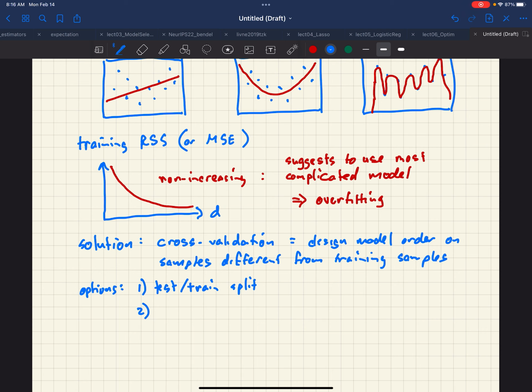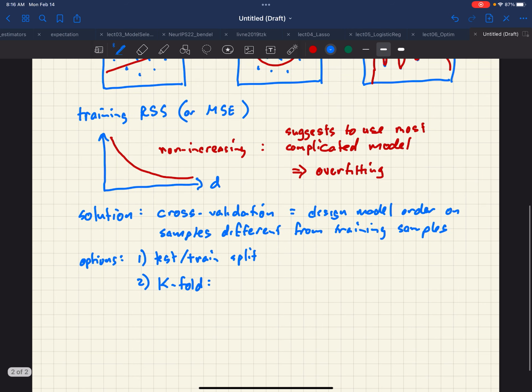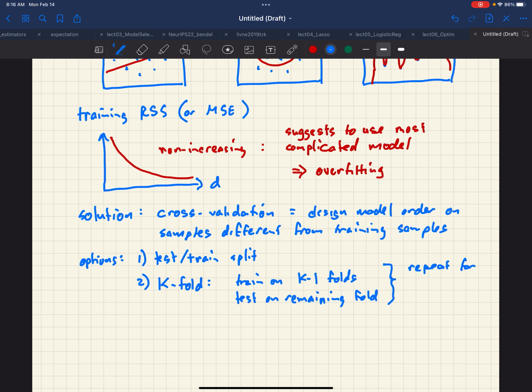And the other was k-fold cross-validation, where what you do is you train on k-1 folds, test on the remaining fold, and then repeat for all combinations.